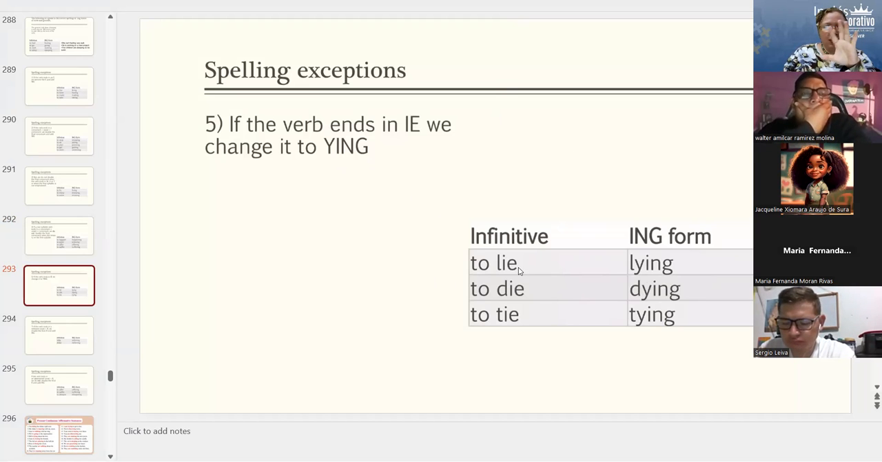The thing is that lie is kind of confusing. This verb is very confusing. And there is another verb, lay. And we use lay down, for example, when you rest.